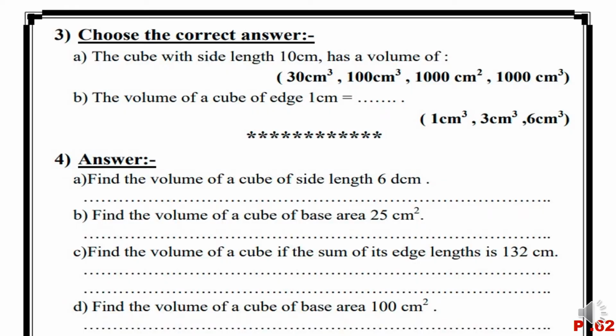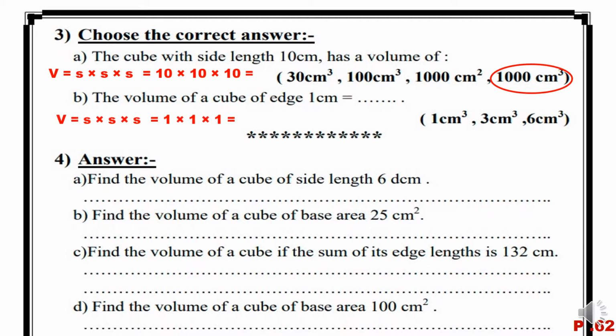Booklet page 62. Number 3, choose the correct answer. Letter A. The cube with side length 10 cm has a volume of. To get the volume of the cube, it's equal to side times side times side. So it's equal to 10 times 10 times 10 equals 1000 centimeter cube. In letter B, the volume of the cube of edge 1 centimeter. Edge means side. So the volume of the cube equals side times side times side equals 1 times 1 times 1 equals 1 centimeter cube.